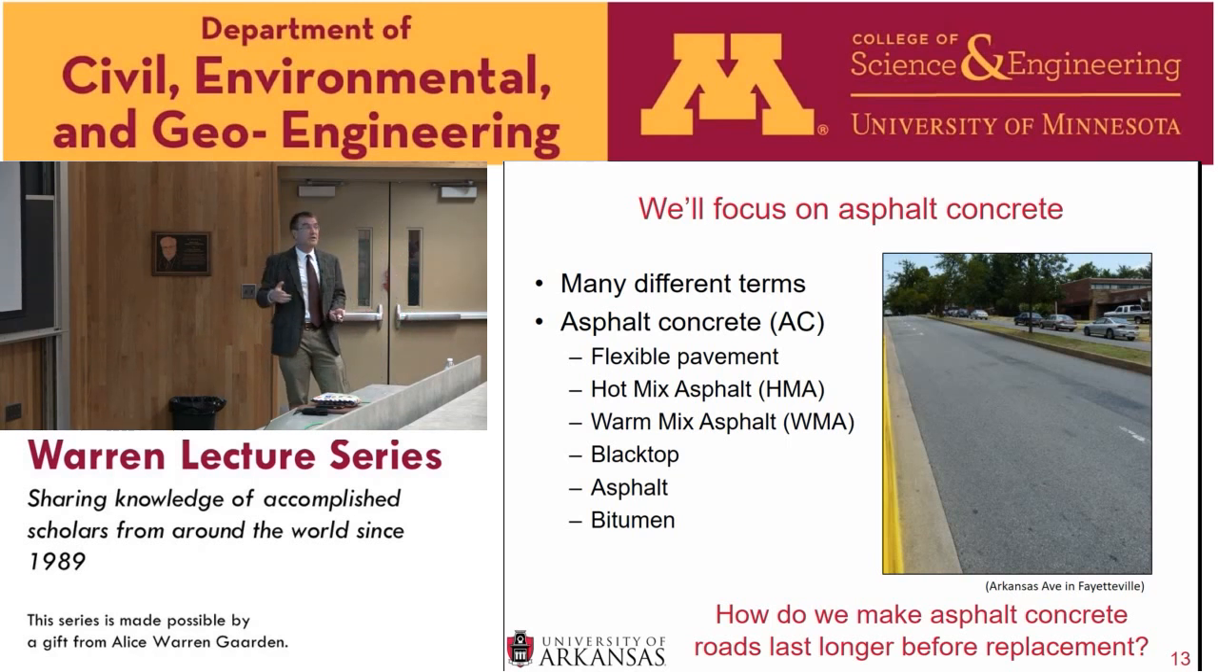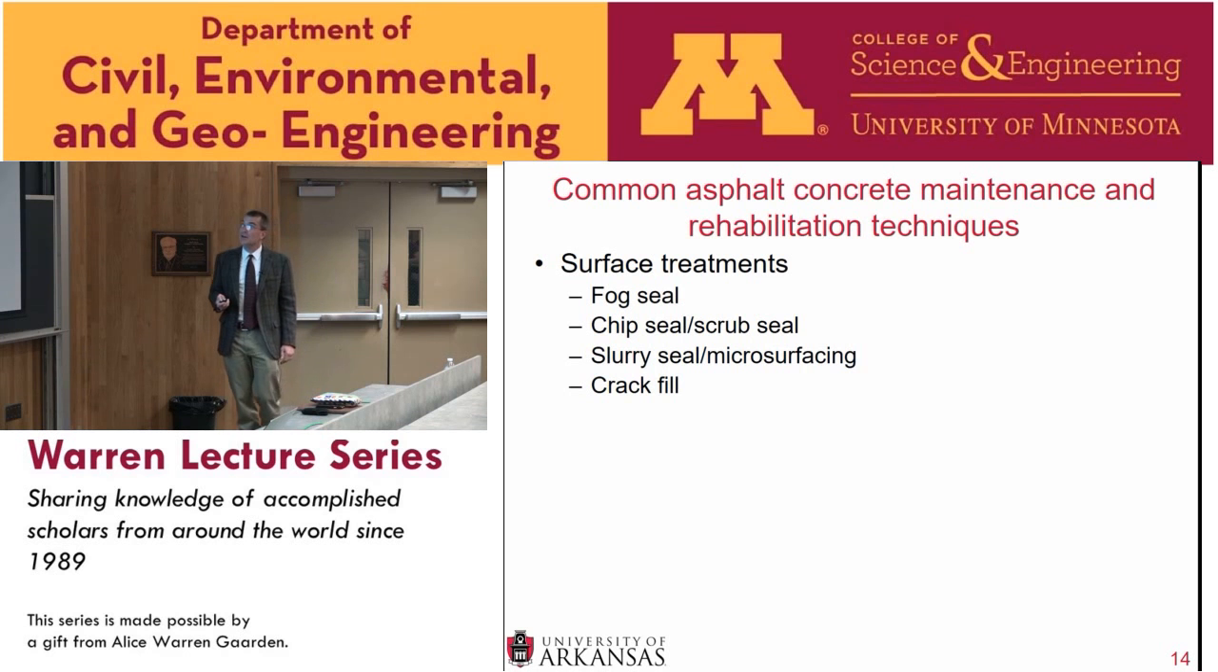And what's happening here is some of that asphalt binder is coming to the surface of the roadway. And that's a distress. And this will decrease the surface friction of the roadway because the coefficient of friction of that asphalt binder is very low. So what can we do to make roads like this last longer before we need to completely replace them, which is very expensive? So here are some common maintenance and rehabilitation techniques.